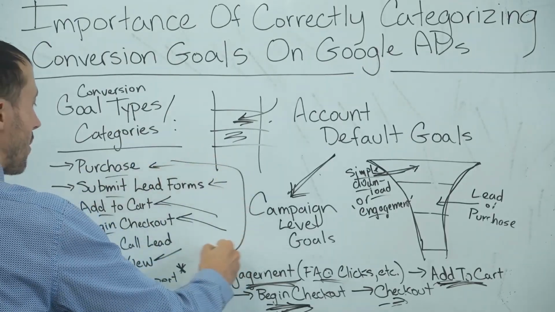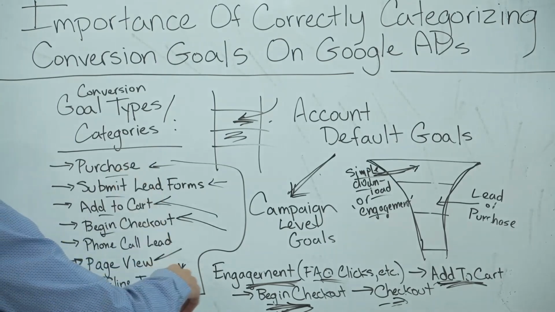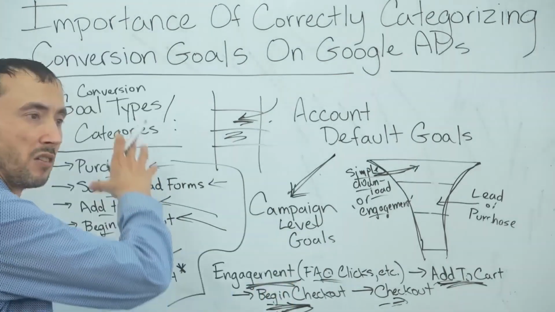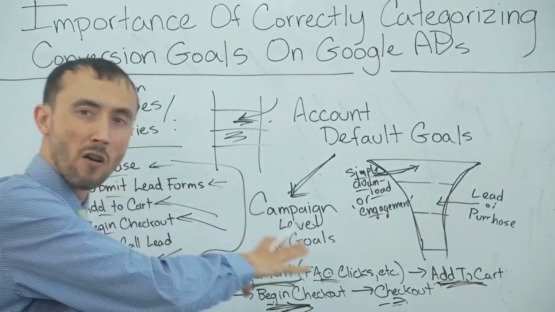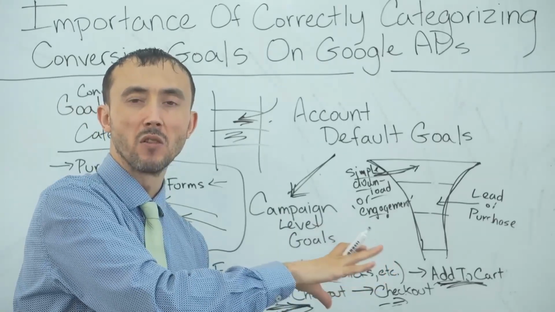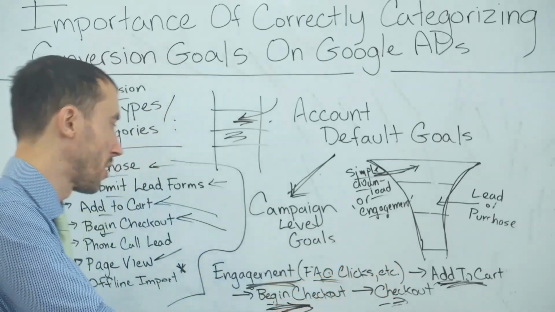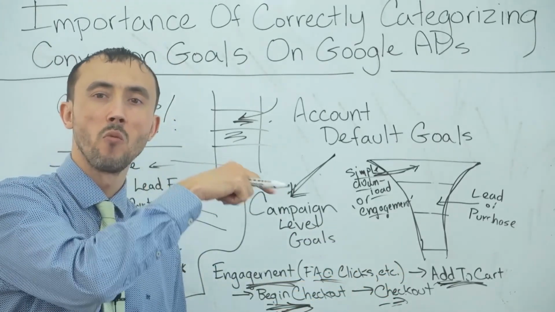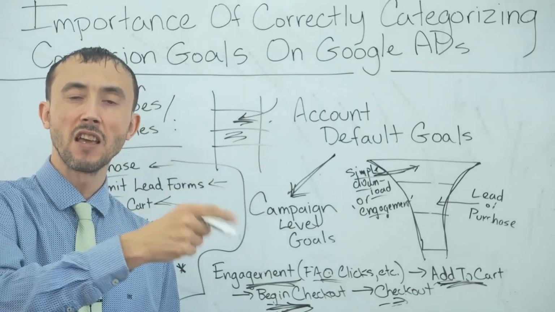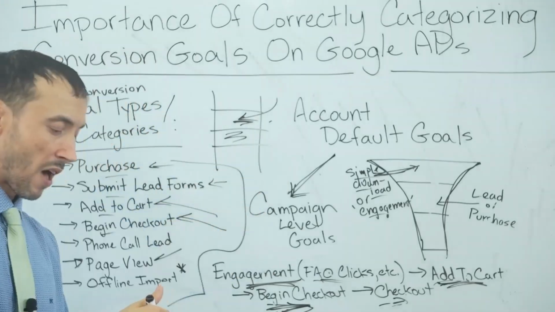To sum this up, if you don't have your conversion goals set up and labeled right under the correct category, the algorithm is not going to be able to optimize for the end result that you are looking for. You can easily click on a goal and recategorize it. If you haven't done that, you should definitely do that.